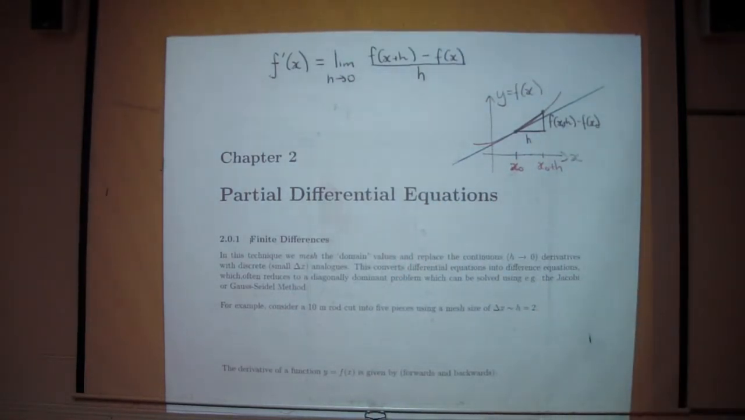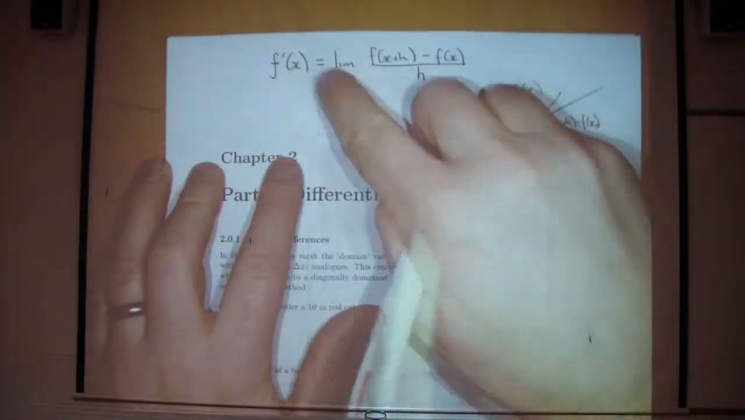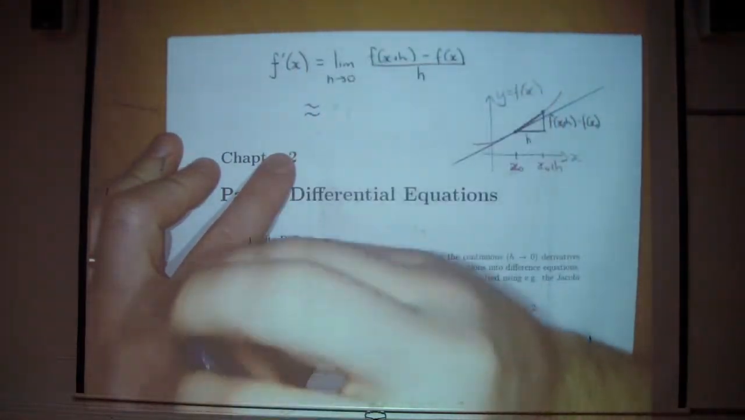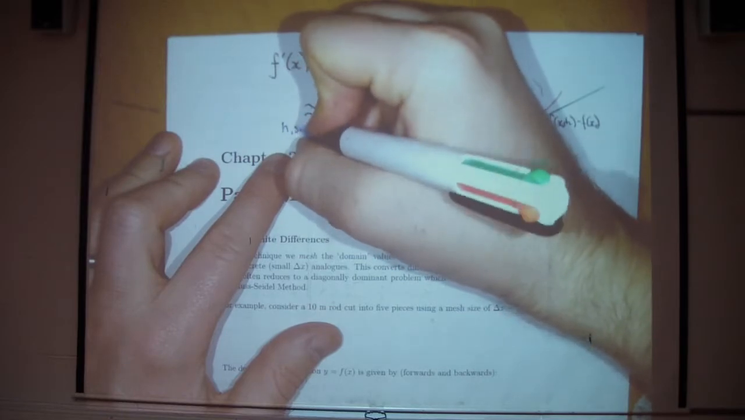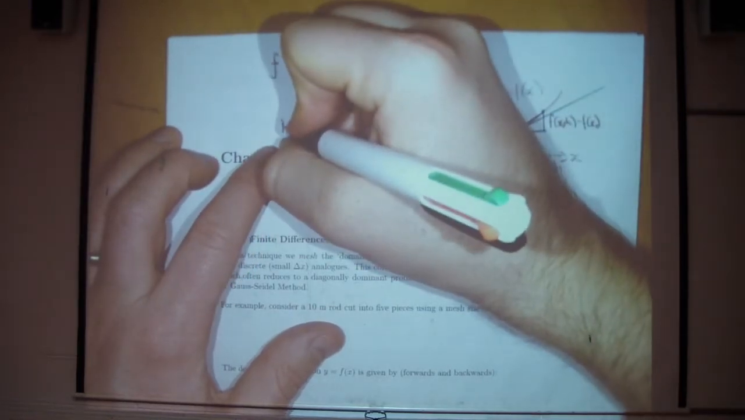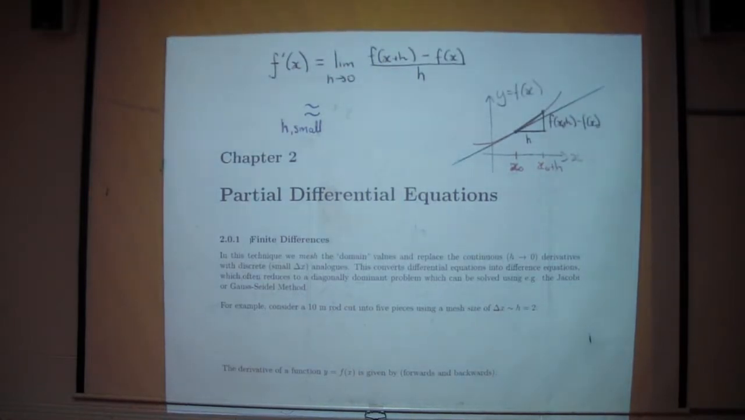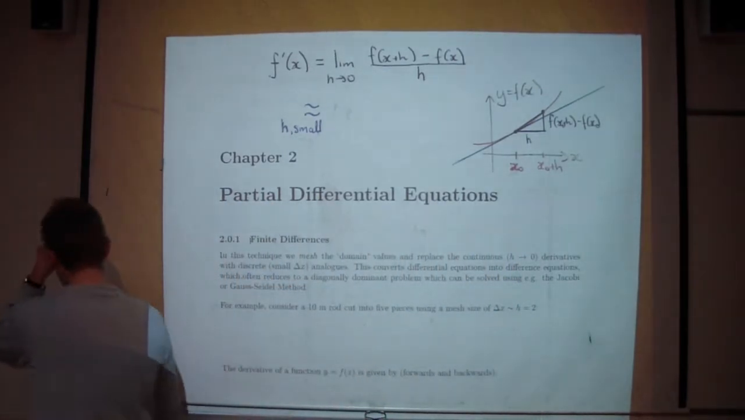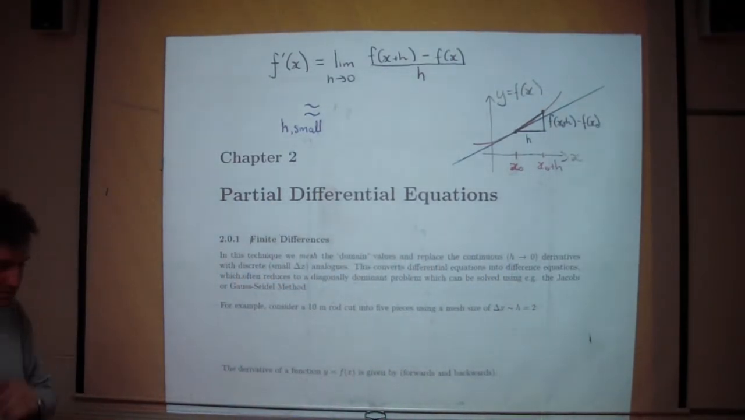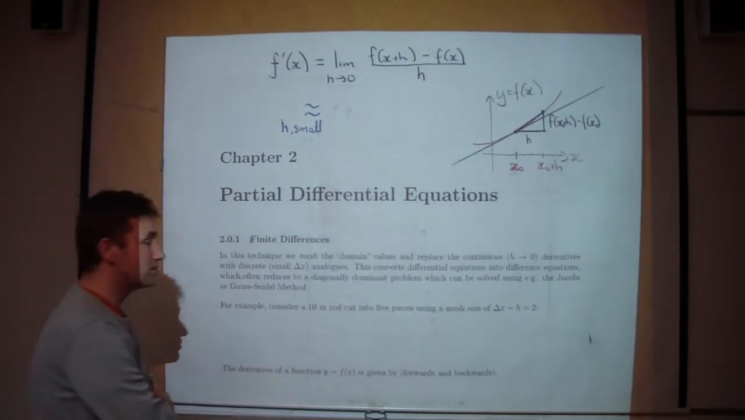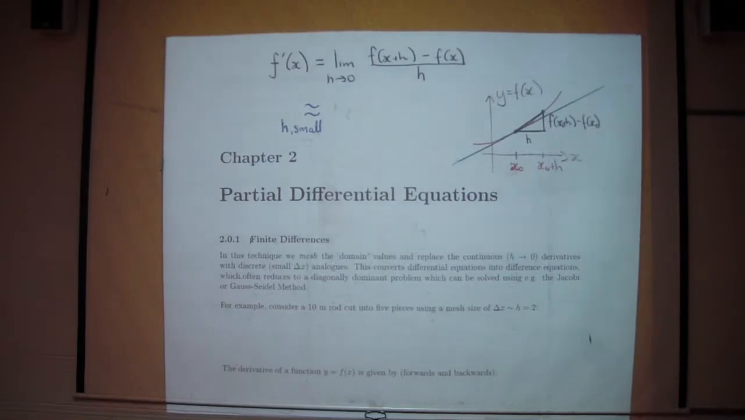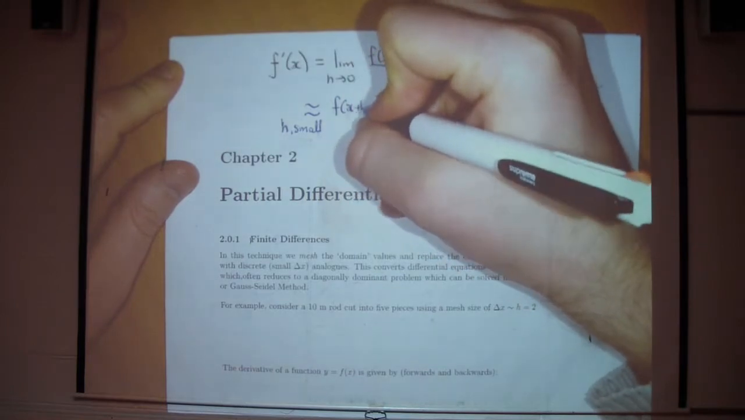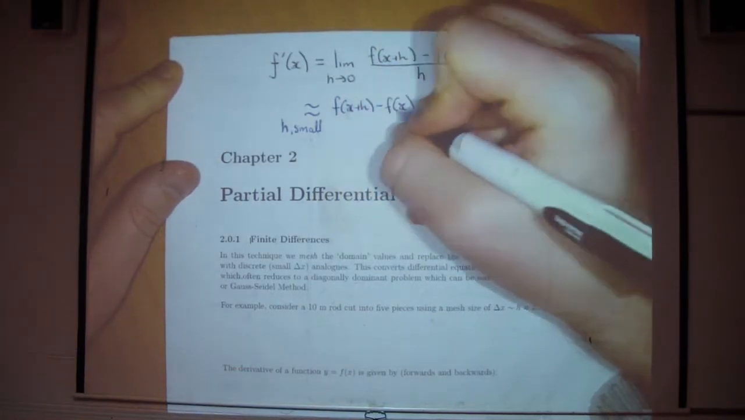So what we can say is this is approximately, with h small. We're not saying that h is going to 0, it's just something small. Think of it like a step size. And obviously, the smaller the step size, the smaller the h, the more accurate this approximation is. So we have f of x plus h minus f of x divided by h.